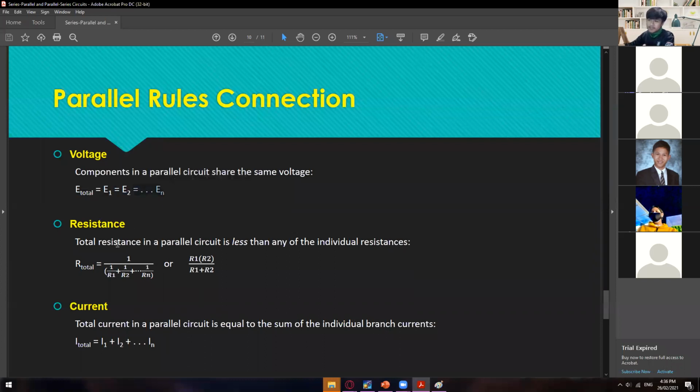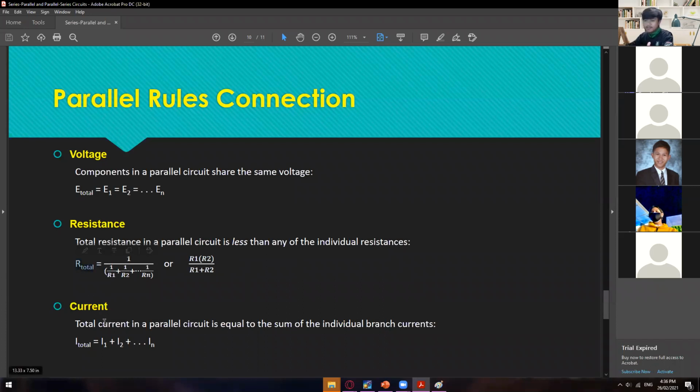Okay, and then for resistance, this is how you compute the R total. This one is for pure parallel only. Let's say you have 5 resistances, so you will use this formula. If you have 5 resistances in parallel with each other, use this, but if you only have 2 parallel resistances, then you can use this one instead: R1 times R2 divided by R1 plus R2. All right. So that's how you compute for the R total.